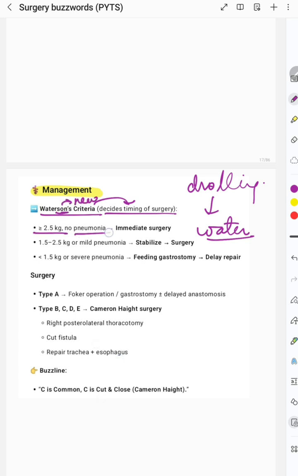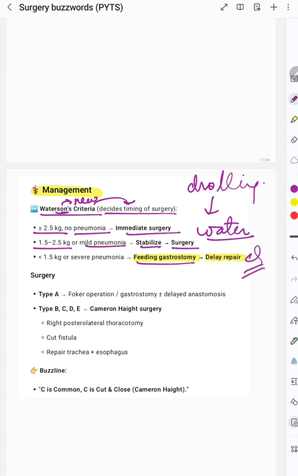If weight is appropriate, immediately we can go for surgery. If weight is 1.5 to 2.5 and there is mild pneumonia, we can first stabilize the baby and then go for surgery. If weight is very low, that is low birth weight, less than 1.5, or the baby has severe pneumonia, first of all we go for feeding gastrostomy, because feeding of the baby is important. So firstly we'll go with feeding gastrostomy. Delayed repair will be done in this case.